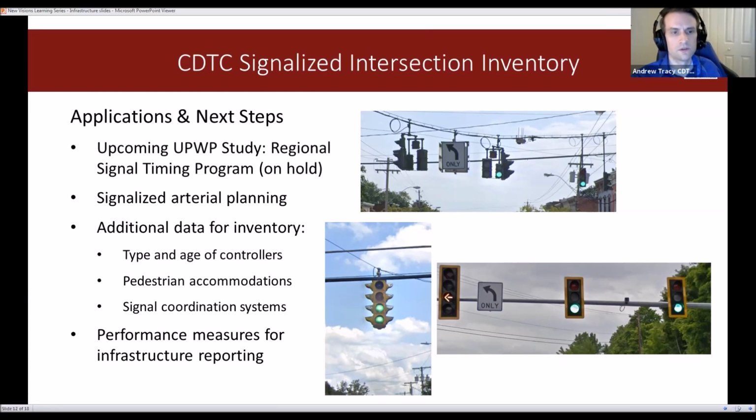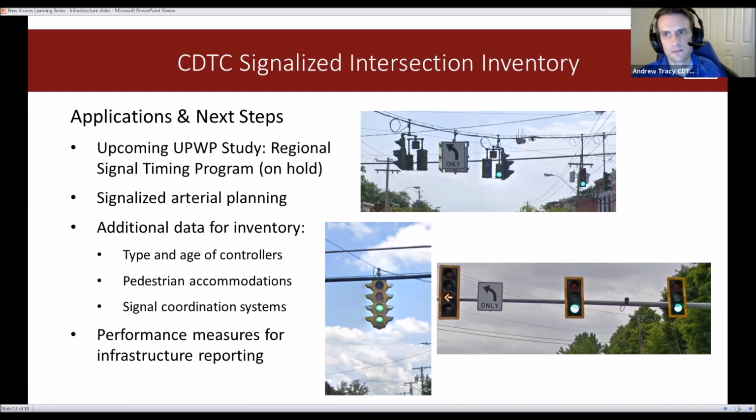And we would also like to integrate more data into the inventory wherever we can. Ideally, at the moment, most of the signals in the inventory have very little data, just the data that they carried over from the ALICE system. And then for the state-operated signals, we have more data. But what I would like to see is if we could go out and somehow collect things like the type and age of the controller equipment, what types of bike ped accommodations might be present at the intersections, and which corridors have some type of signal coordination system in place. And if we could collect data like this, then the inventory could become the basis for performance management of the region's signals.